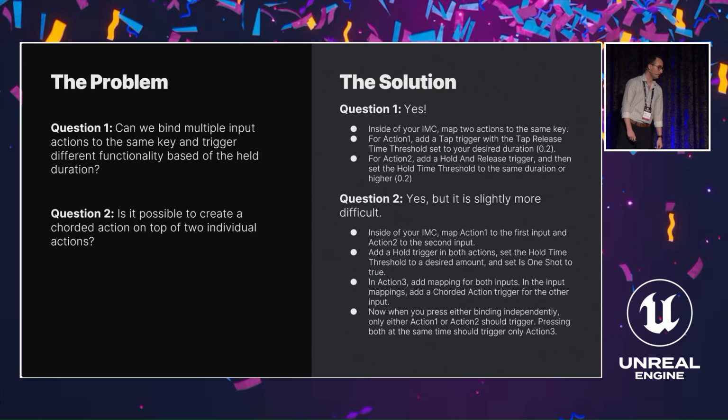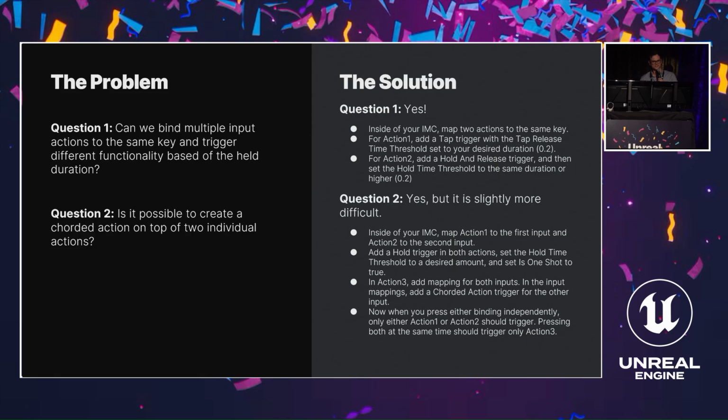Cool. So next we've got another 2 questions on screen. Firstly is, can we bind multiple input actions to the same key and trigger different functionality based on the held duration? And the answer to that is yes. Inside of your input mapping context, you could simply map 2 actions to the same key. For the first action, add a tap trigger with a tap release time threshold set to your desired held duration, for example 0.2 seconds. And for your second action, you'd add a hold and release trigger and then set the hold time threshold to be the same duration or higher, again, for example 0.2 seconds. Then this setup will allow you to trigger different functionality based on how long that key was held.